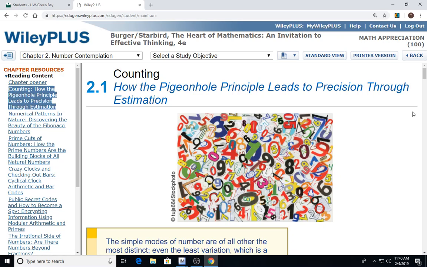We're looking at section 2.1 today, but before we do that, let's take a minute to look at the syllabus again.